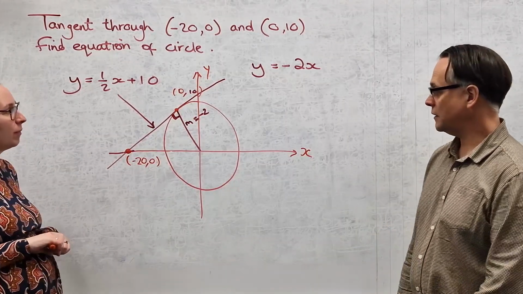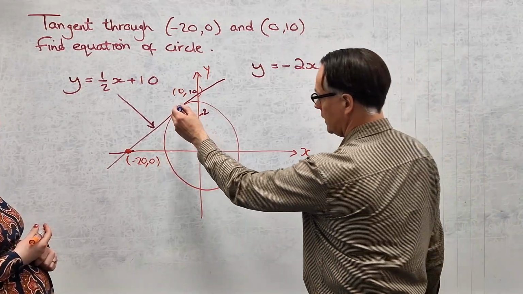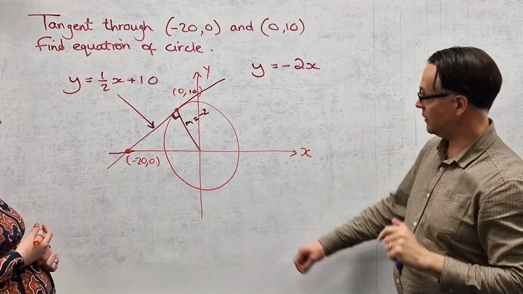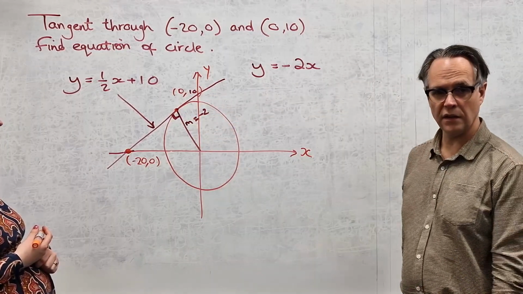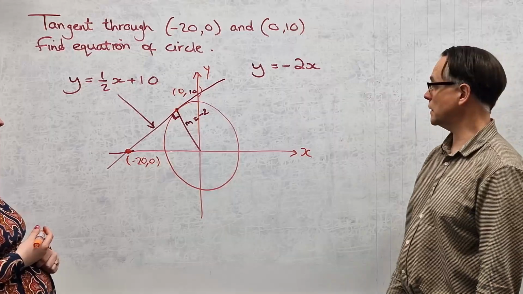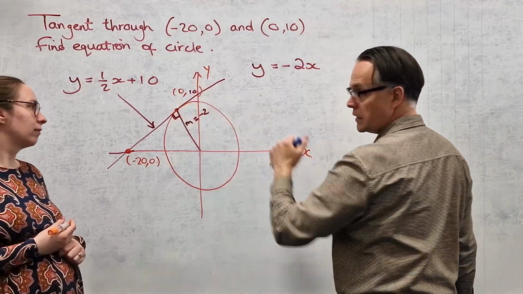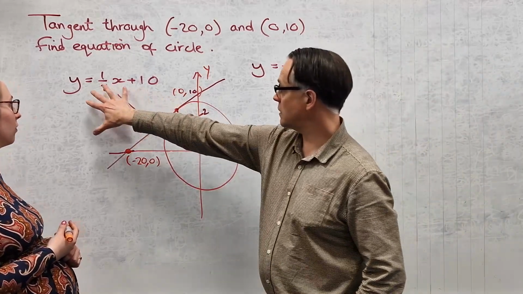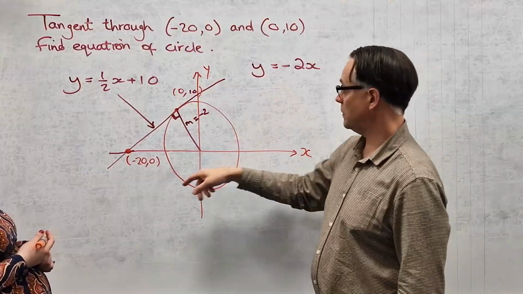Okay, well there's probably different ways to do this, but the most straightforward way is going to be to find this point of intersection and then just find the distance between here and there to get the radius. That's probably the easiest way to do it. So if I want to find the place where two lines cross, that's simultaneous equations. These are the equations, the two lines.